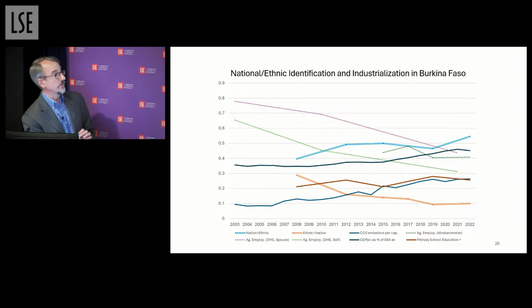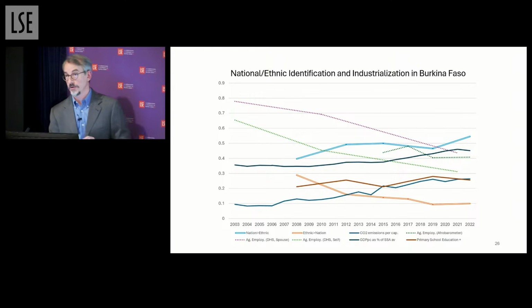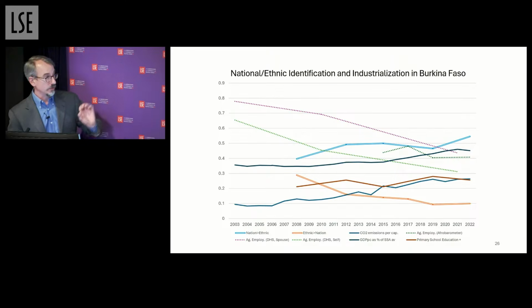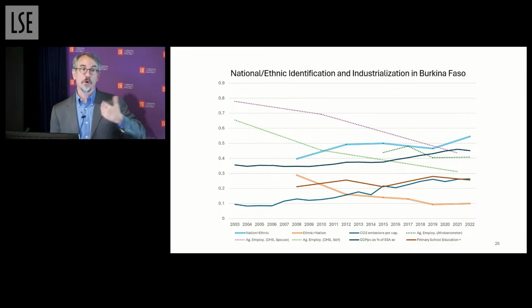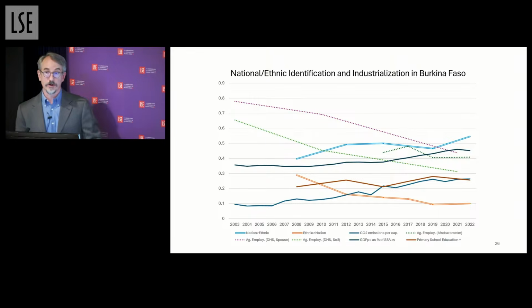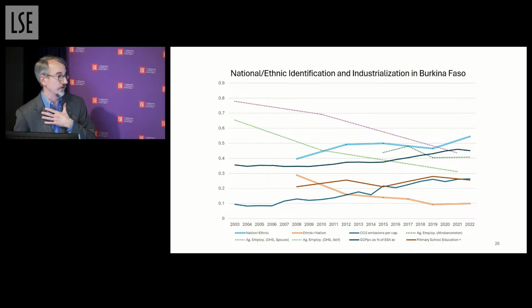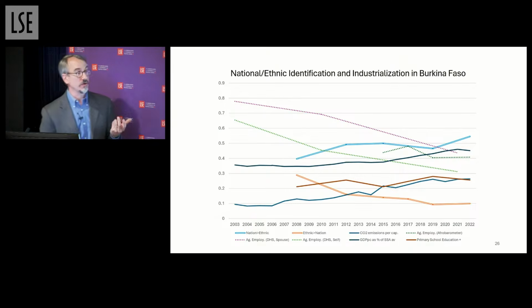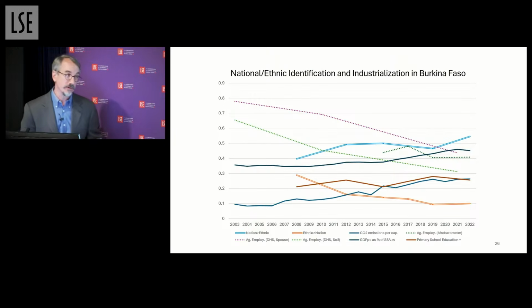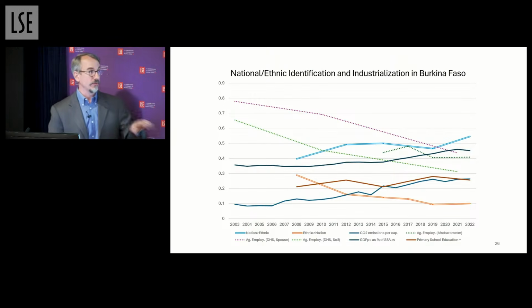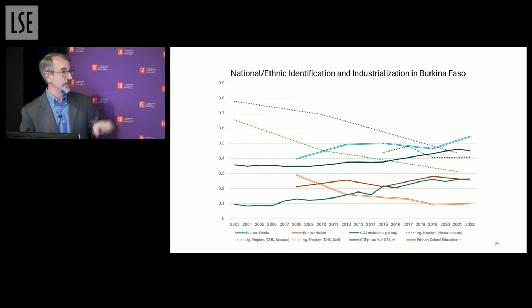Here, by the way, is education, right? Not much increase in education. We still have only about 25% of the people in these surveys in Burkina Faso who claim to have more than a primary school education. Very low. Again, some of the lowest levels of education in the world that you'll find in this region, in the Sahel region in Africa. But we're seeing increased national identification. Again, evidence, perhaps, that industrialization is generating this change, but not education per se.